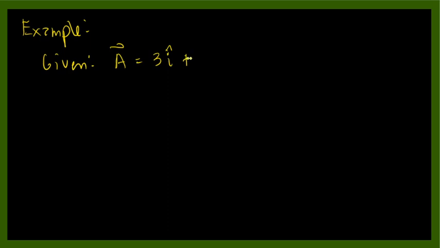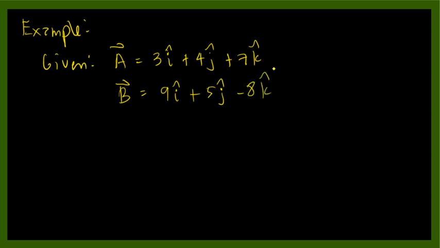Okay, so now we will have an example in adding and subtracting vectors. Example: given vector A is equal to 3 i hat plus 4 j hat plus 7 k hat, then our vector B is equal to 9 i hat plus 5 j hat minus 8 k hat. We need to find vector A plus vector B.